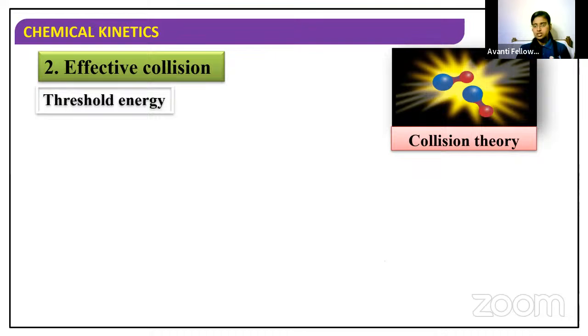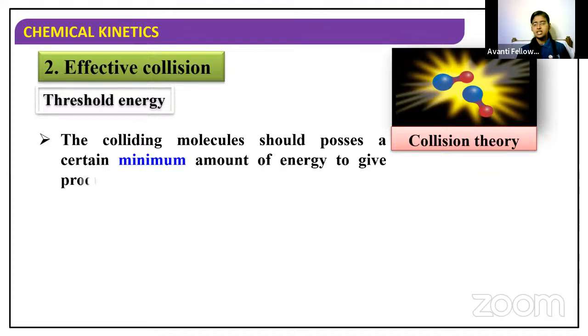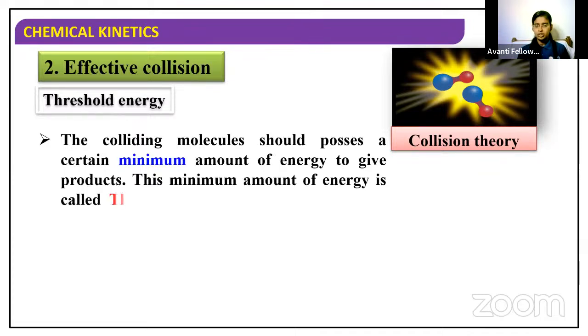Now let's go with threshold energy. The colliding molecules should possess a certain minimum amount of energy to give the product, and this minimum amount of energy is called threshold energy. So the reacting species should have some minimum amount of energy to react with each other, and we call that minimum amount of energy threshold energy. The definition of threshold energy is very important, so you can take this down. Shall I move on to the next slide?